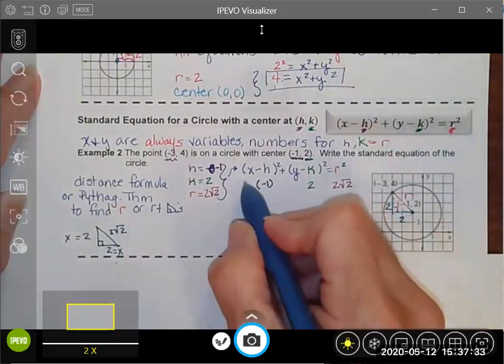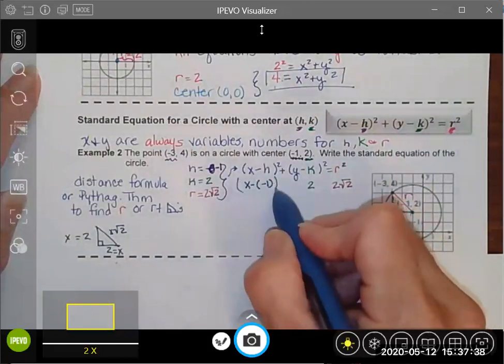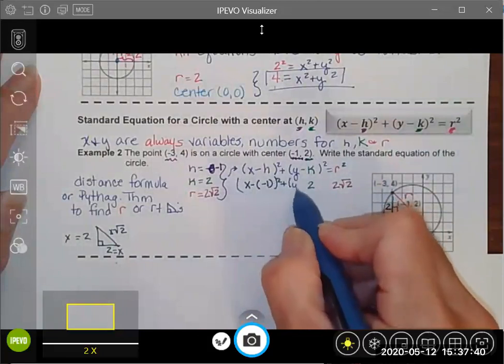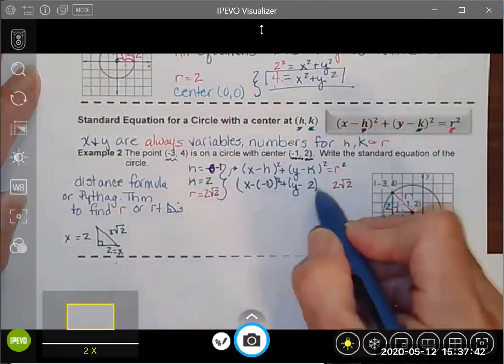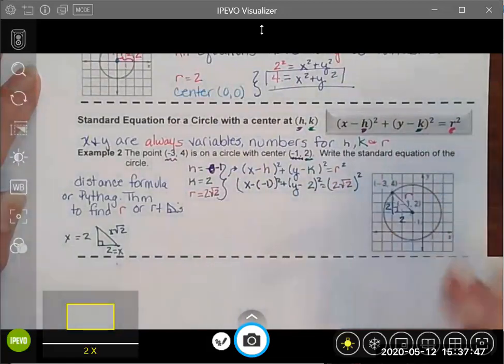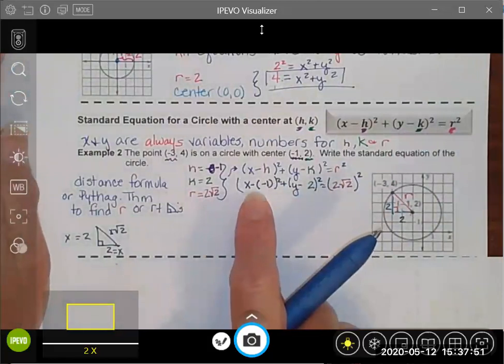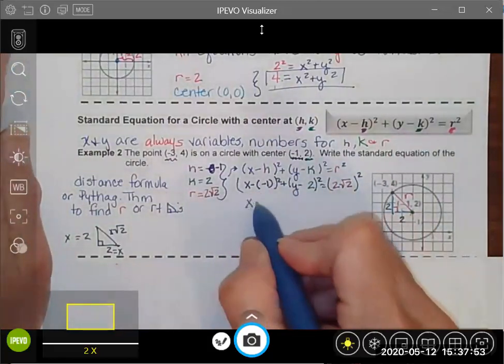So remember, I always have an x and I'm subtracting. I always subtract. And I add to that the difference of y minus my k value, squared. And that will be equal to my radius squared. So a couple of things to be careful of here. When I'm subtracting a negative, that becomes a positive.